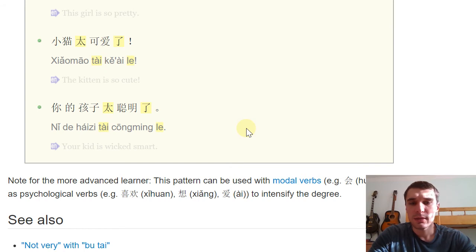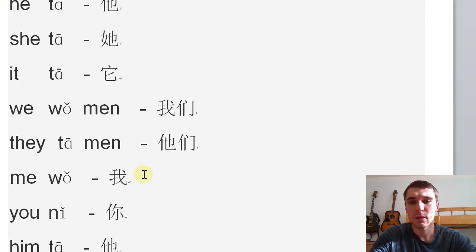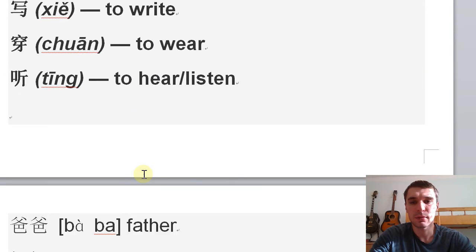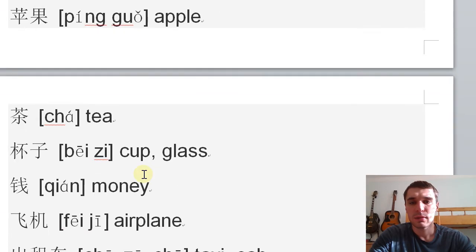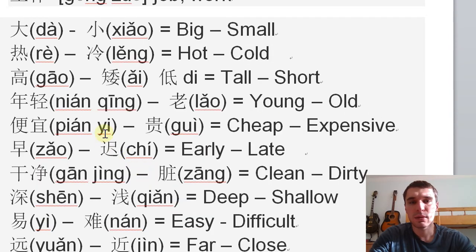Okay, let's continue. Let's talk about some examples, okay? I will ask you how to make some sentences and you will answer my questions. First of all, you need to read some adjectives. These are the most popular and common adjectives. You can learn them right now because we are going to use them every time.